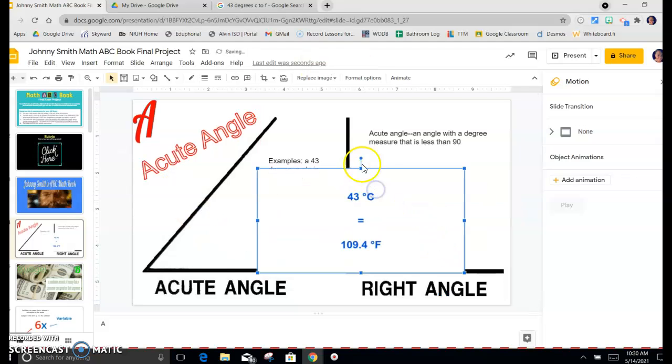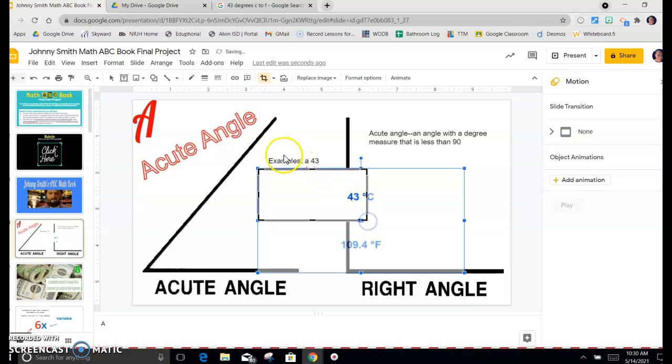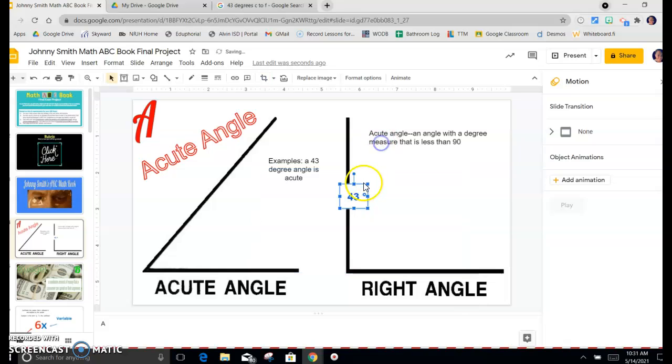Now I only need the 43 degrees, so I'm going to crop. I don't even need the C for Celsius, so I'm going to cut that out as well. Bet you didn't know how to crop. Boom, 43 degrees. That's the measure of that angle, and then this obviously is a right angle, so this is a non-example. Okay.